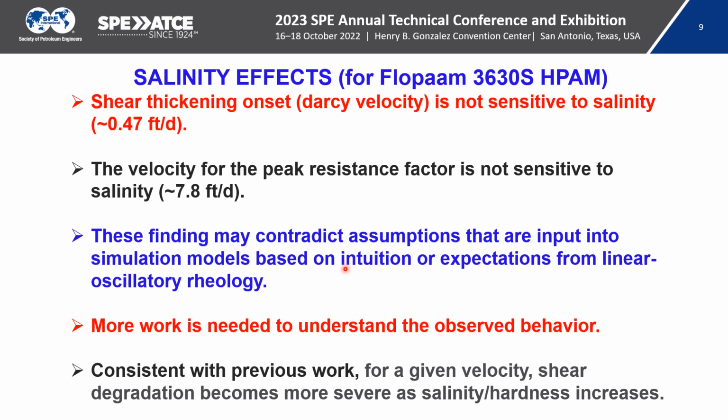Some of those models, based strictly on intuition, assumed that the onset of shear thickening behavior should shift to higher Darcy velocities fairly significantly as you increased salinity of your solutions. And other people looked at what happened to polymer rheology in a viscometer or a rheometer as a function of salinity, and just assumed that whatever they saw there ought to be valid in porous media as well. And what you can see from our results is that those assumptions may not be correct.